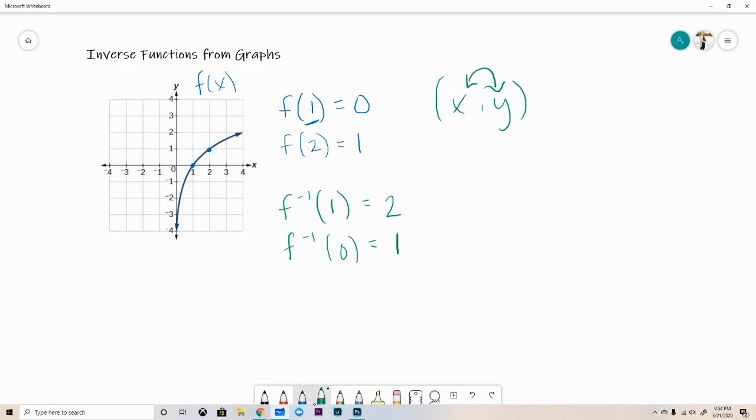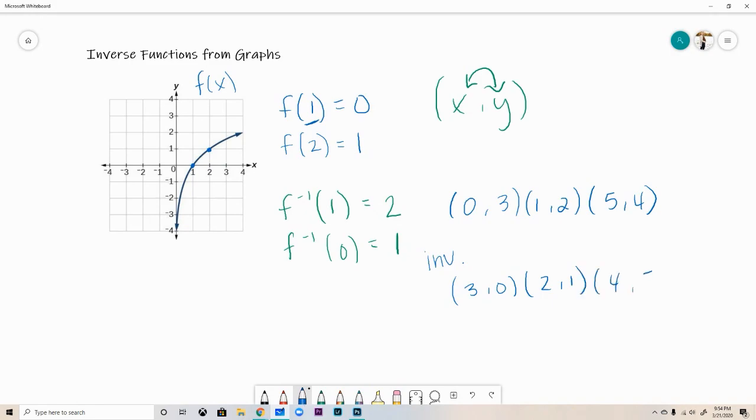A lot of questions that you might have, like on your assignments, you'll get just a list of points, 5, 4, and it'll say, okay, what's the inverse? You would just swap all those points: 2, 1, 4, 5. We're going to take this idea into creating inverses from equations a little bit later. But first thing we're going to talk about are one-to-one functions.